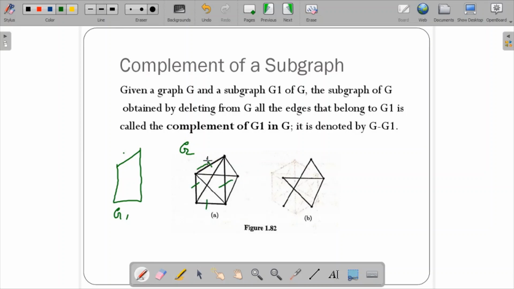If you just delete this and this and this, you'll just get this shape. So deleting from G all the edges that belong to G1 gives a subgraph called the complement of G1 in G, and it is denoted by G minus G1. Okay, so this is the main graph, this is the G1. If you subtract this graph from this, then you will get the complement of the subgraph. So this is regarding the definition of the complement of the subgraph.